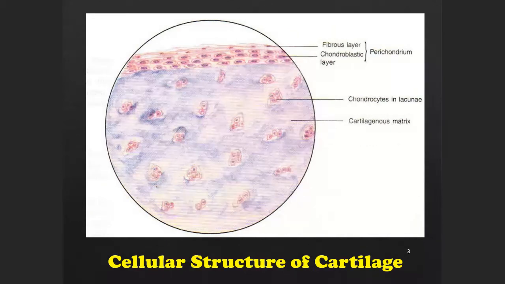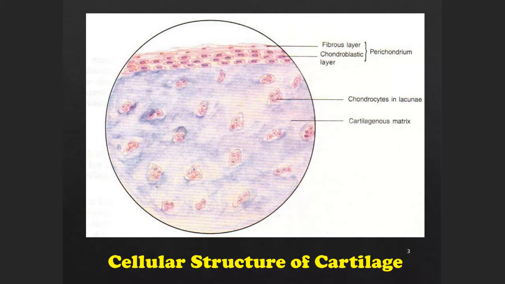Then comes your chondroblastic layer. Can you see the difference? These all are basically your single chondroblastic cells. Whereas in this, if you can see, these are the isogenous cells, the chondrocyte cells that are arranged in the lacunae. And this is your matrix. So this is your cartilaginous matrix, chondrocytes, then this will be a fibrous layer, chondroblastic layer, and this will comprise your perichondrium. So this is your cellular structure of cartilage.